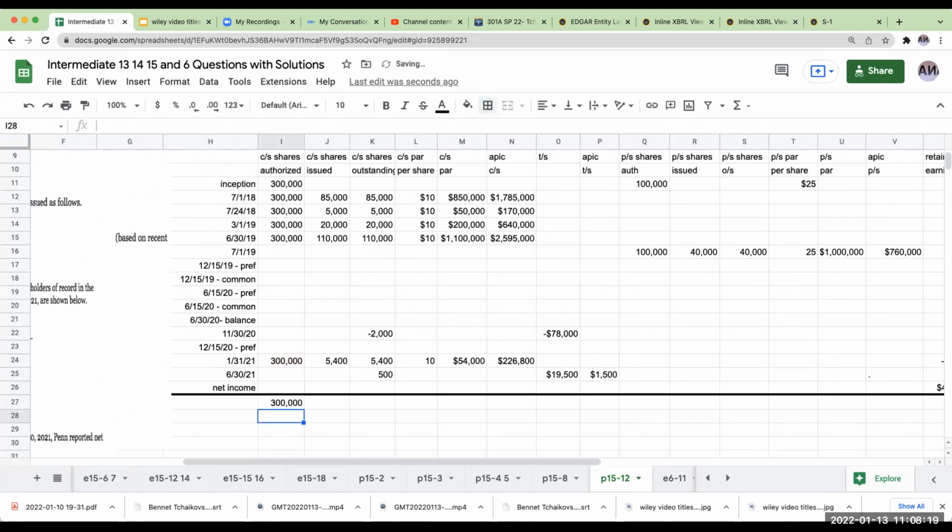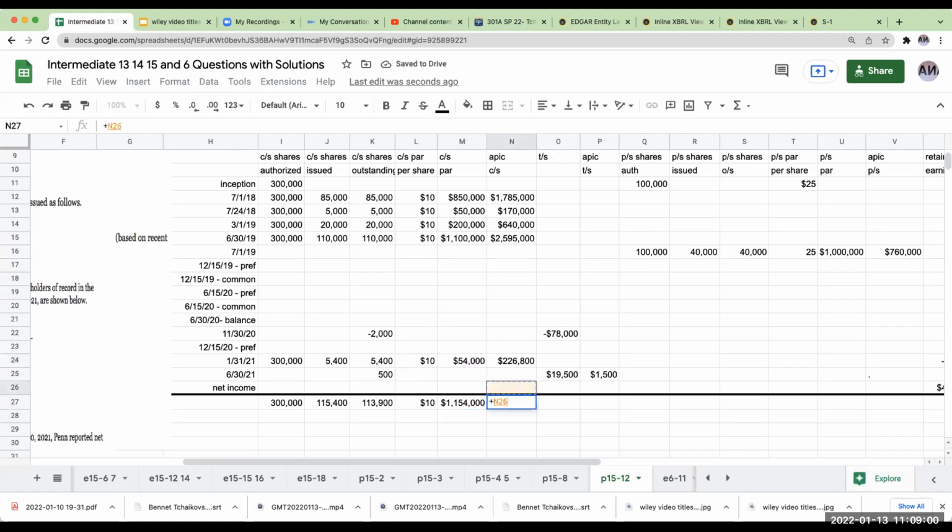We know that at the end of the day, the common shares authorized have not changed. It's still going to be 300,000. My issued shares are going to be the 110 plus the shares from the stock dividend. My outstanding shares are going to be the 110,000 less the 2,000 that I repurchased, plus the 54 that I issued as the stock dividend, plus the 500 reissuance. My common stock per share hasn't changed. This is still going to be 10 bucks. My common stock at par is going to be 1.1 million plus the 54,000.